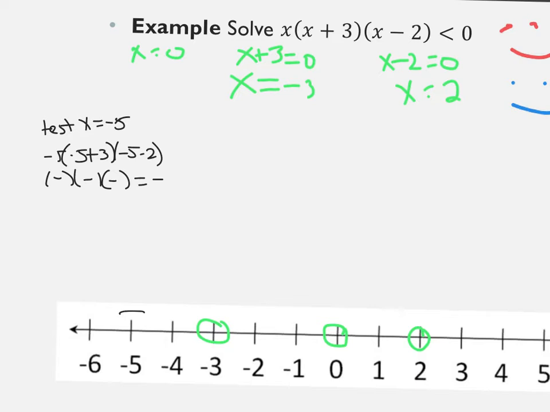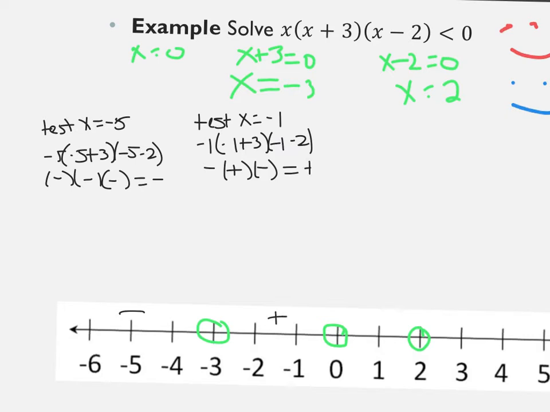Okay, so let's test something between -3 and 0. Let's say we wanted to test x equals -1. And you can pick anything between those two values. So if we test -1, it looks like we'll have -1 times -1 plus 3 times -1 minus 2. And notice we'll have a negative. -1 plus 3 is a positive, and -1 minus 2 is a negative. And we know negative times a positive is negative, times a negative is a positive.